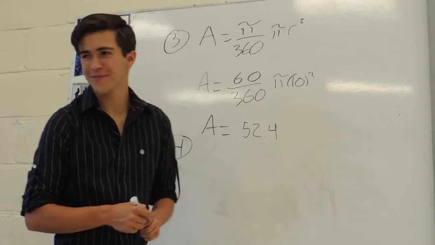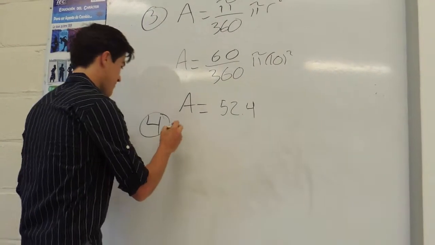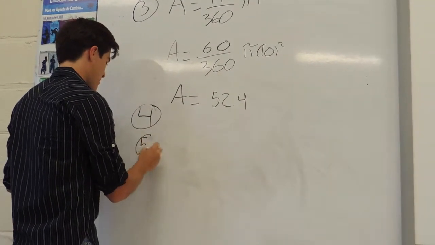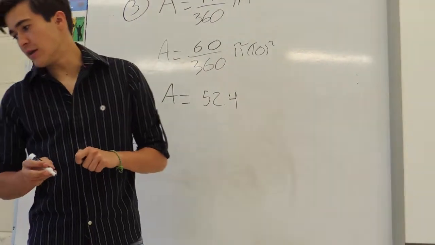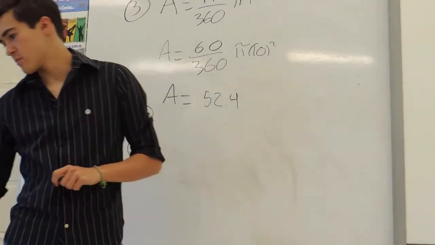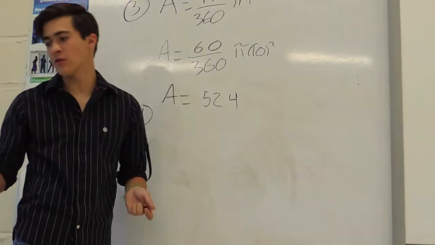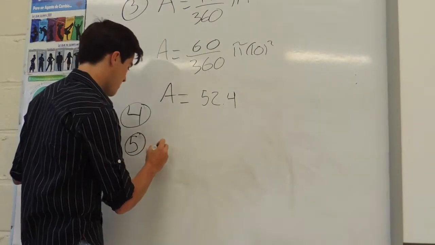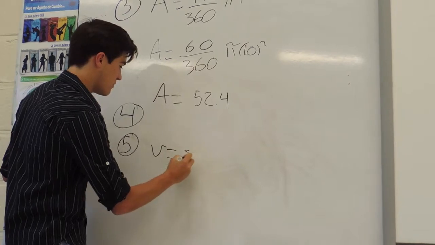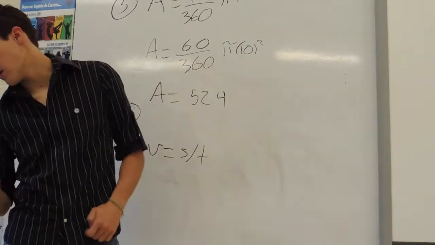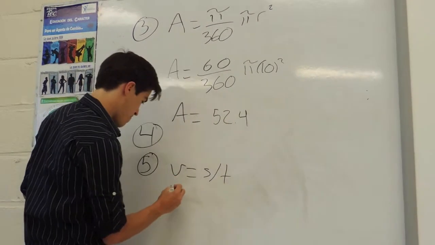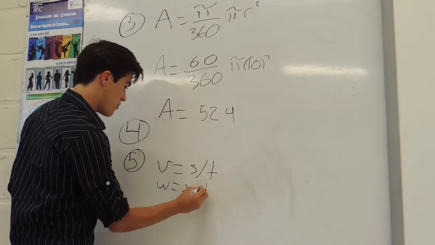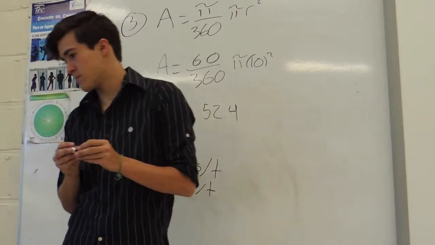Number 5. The question says, write the formulas needed to calculate linear and angular speed. Okay, so for linear speed we have v equals s over t, and for angular speed w equals theta over t.